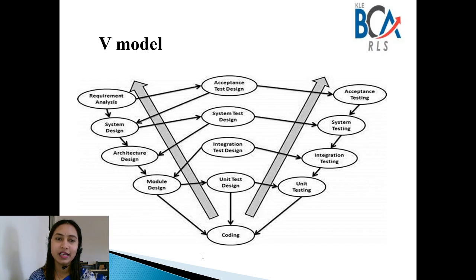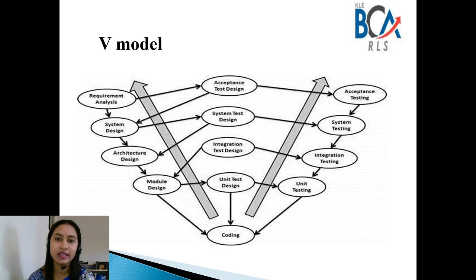In the last session we discussed life cycle models. You learned the waterfall model, prototyping and rapid application development model, and also the spiral or iterative model. In today's session we will be learning the V model. So let us see what the V model is.